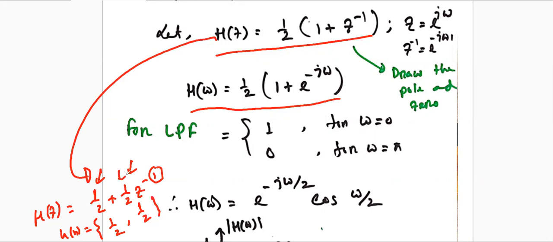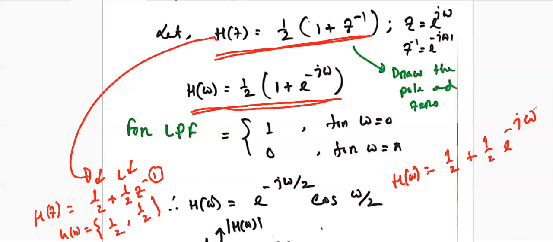Amplitude is again half. So we can write it straightforward from the z domain representation. Similarly, for the frequency domain representation, H(omega) is equal to what? Half plus half e to the power minus j omega. What is the value of n?